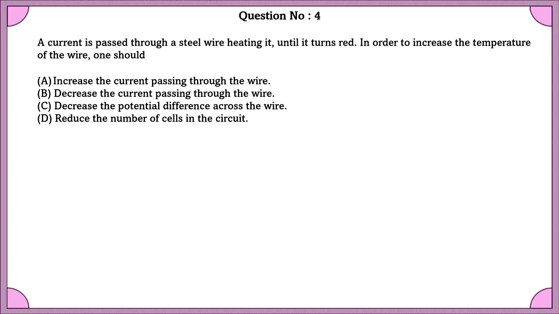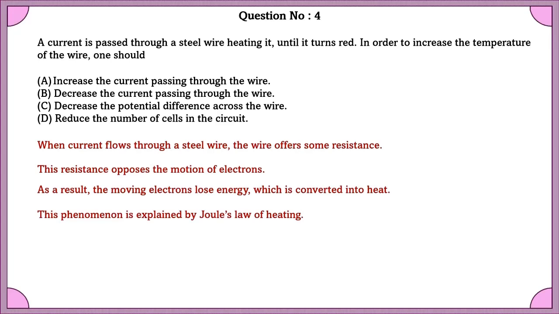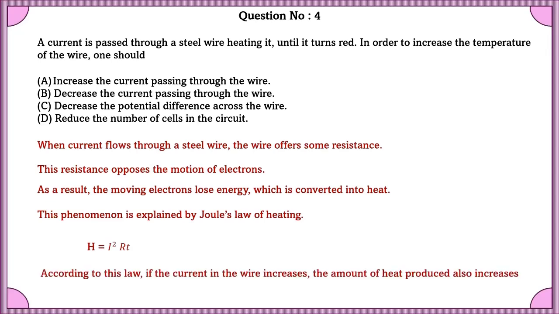Question number 4. A current is passed through a steel wire, heating it until it turns red. In order to increase the temperature of the wire, when current flows through a steel wire, the wire offers some resistance. This resistance opposes the motion of electrons. As a result, the moving electrons lose energy, which is converted into heat. This phenomenon is explained by Joule's law of heating. That is, H is equal to I squared R T. According to this law, if the current in the wire increases, the amount of heat produced also increases.